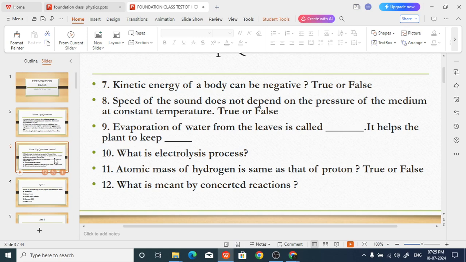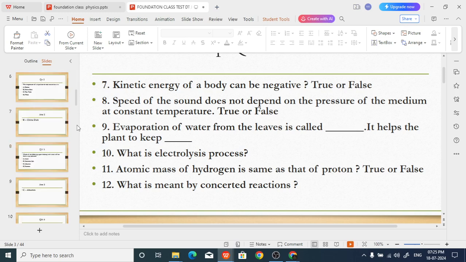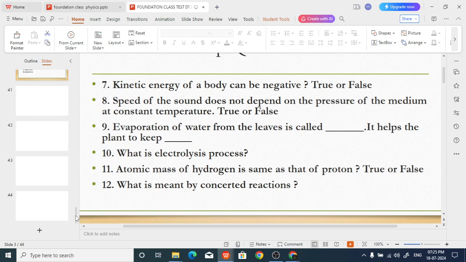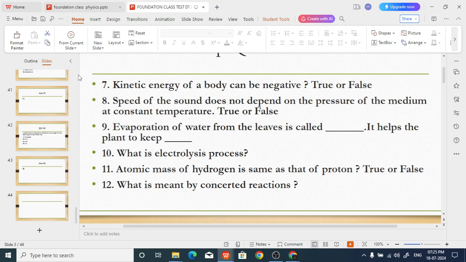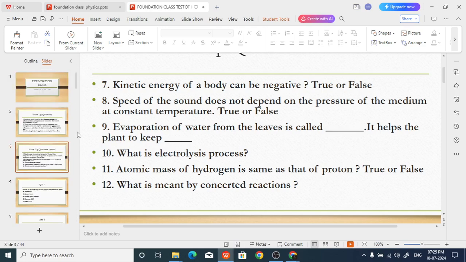Speed of the sound does not depend on the pressure of the medium at constant temperature. True or false? I don't know what the answer is. I am also not clear. One minute. Let me see whether I have the answers. No, I don't have them. I forgot the answer. Okay, we will skip this question.